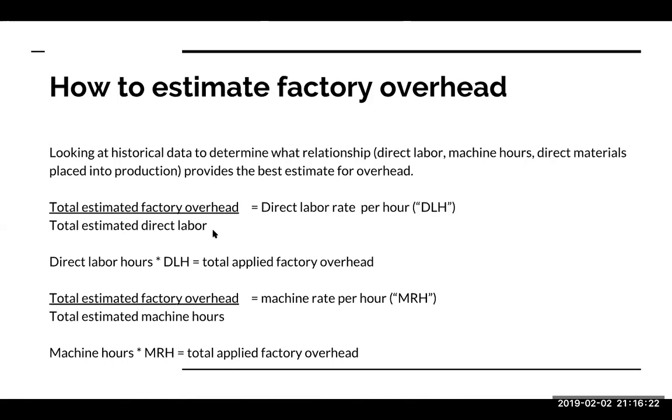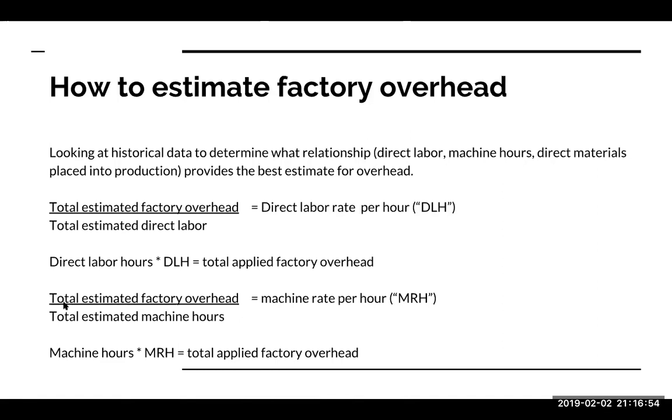One way we can do it is based on direct labor hours. So we would take the total estimated factory overhead for the entire period and divide it by the estimated direct labor cost, and we're going to get a direct labor rate per hour. We multiply those direct labor hours by the direct labor rate per hour, and the total is going to give us the total applied factory overhead.